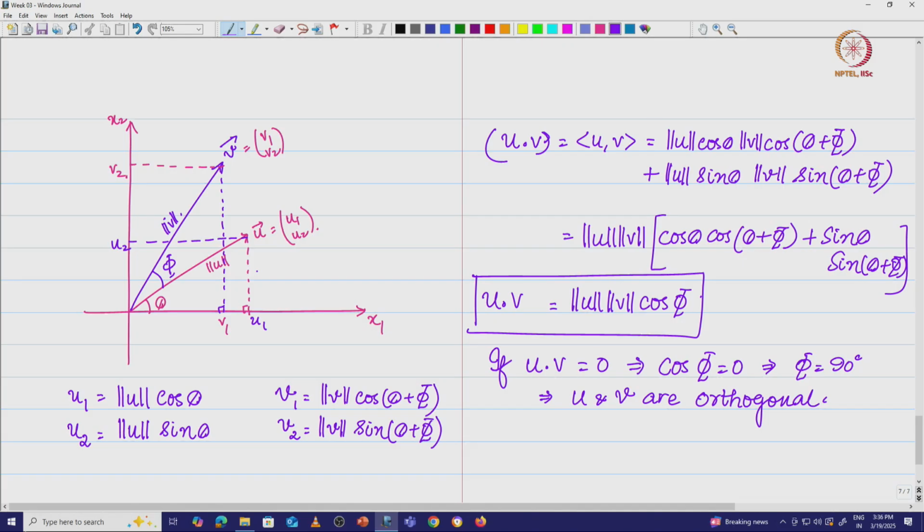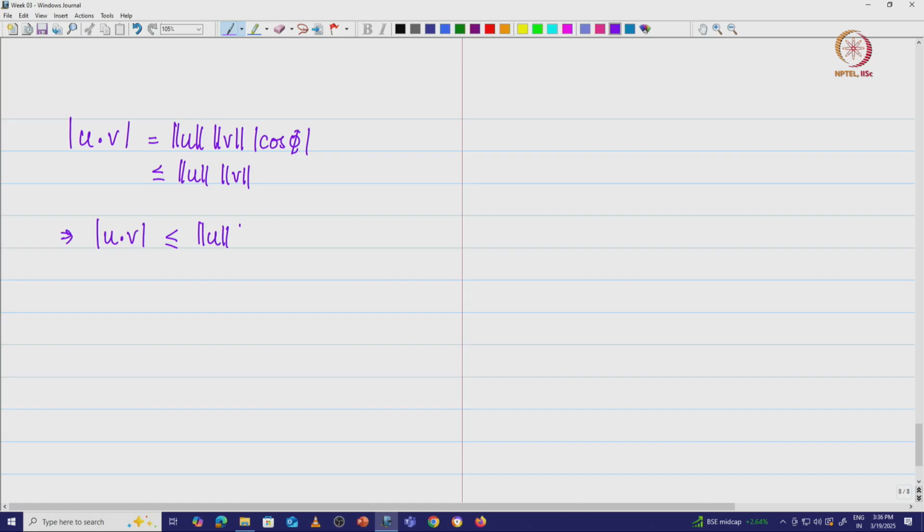And we can also see this very clearly. u dot v could be any number, positive, negative, whatever it is. So, what I will do is take the magnitude of u dot v, that means I will take the absolute value of u dot v. This is nothing but magnitude of u, magnitude of v, absolute value of cos phi, which is basically less than or equal to magnitude of u into magnitude of v. Therefore, absolute value of u dot v is less than or equal to the product of their magnitudes. When will they be equal? This equality will hold only when phi is 0, that means u and v are in the same direction.